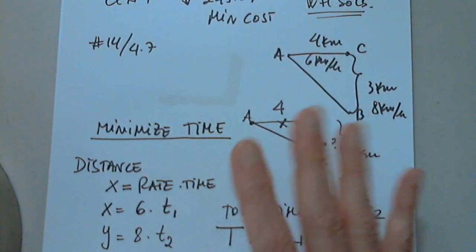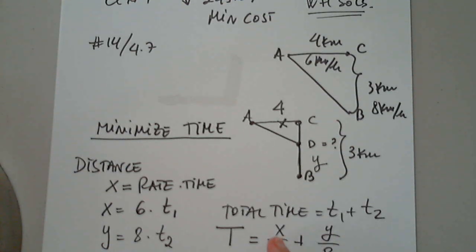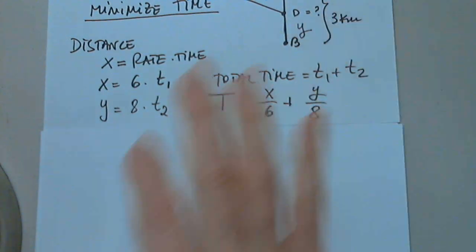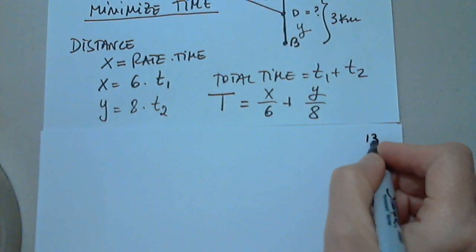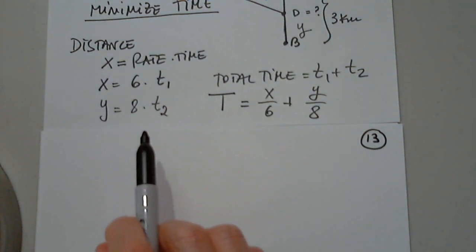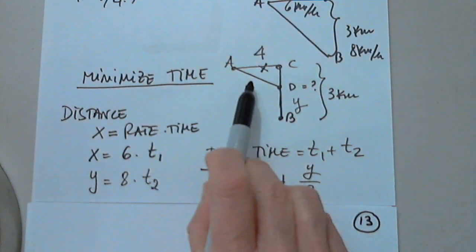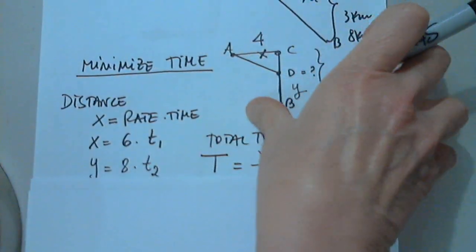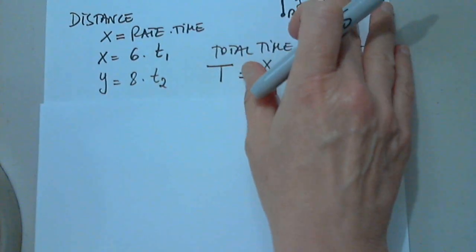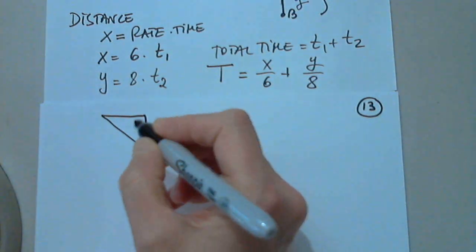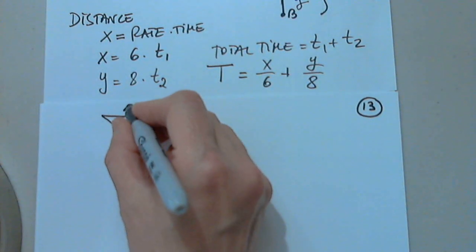Now I have the same problem like before. I have 2 variables, so one of them has to go away. So let's see how we make one of them go away. Let me go to page 13. I'm going to draw it again here so I don't have to go back to the previous page. This is x. This is 4.